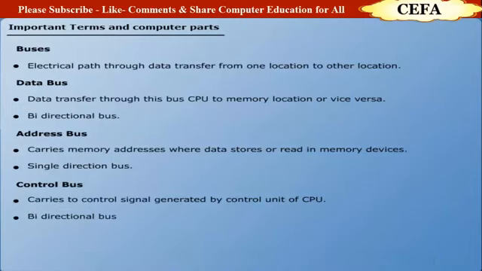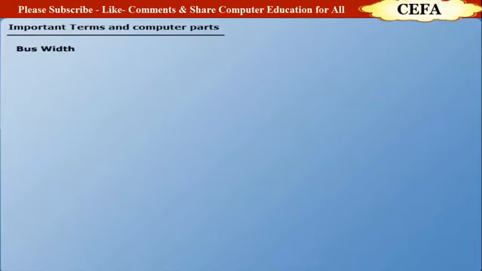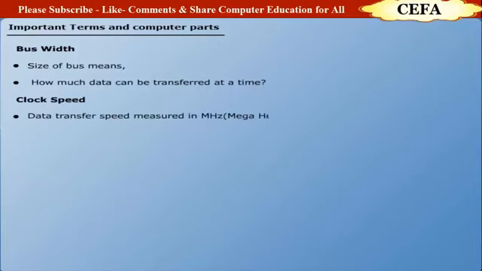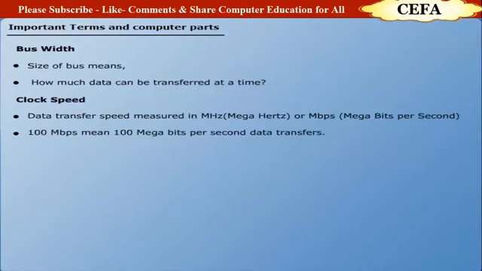There are two important terminologies which are used to define the operations of computer buses. This includes the following. Width. The size of the bus is also called its width. Width means how much data can be transferred at one time. Clock speed. Every bus has its own transfer speed, which is called a clock speed. It is measured in megahertz. For example, if speed of bus is 100 Mbps, it means 100 mega transfer in 1 second.